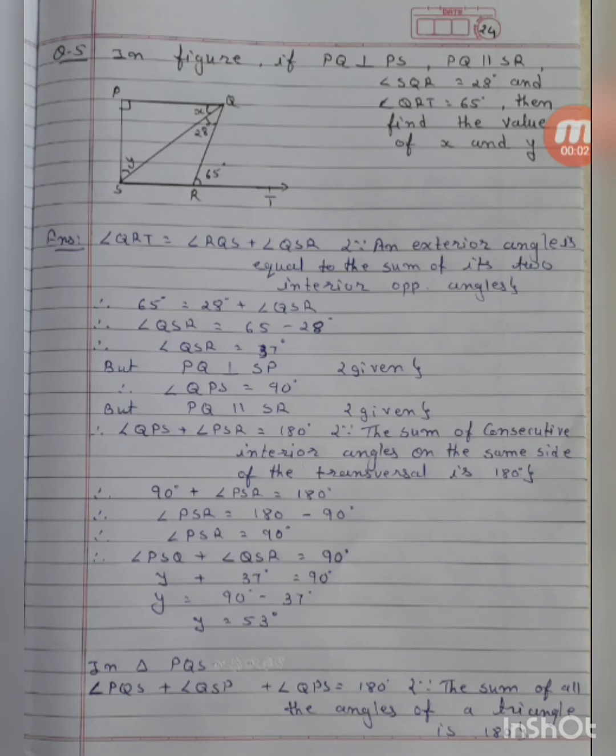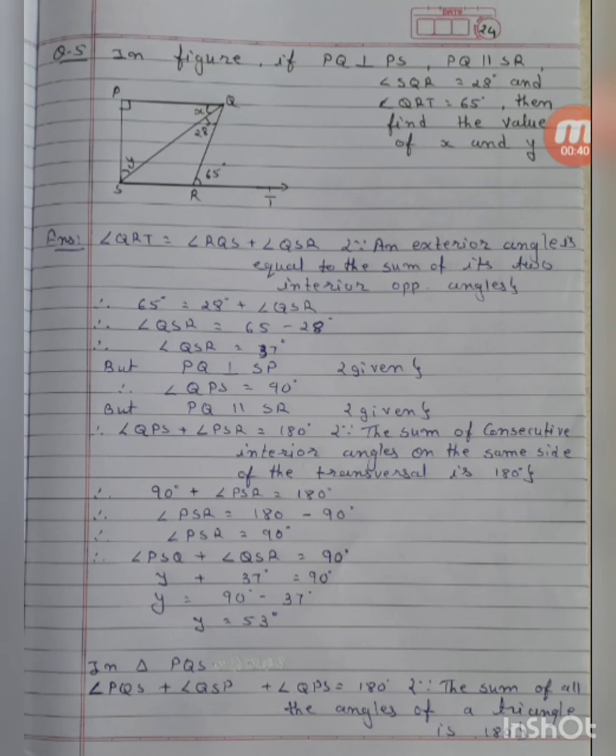In question number 5, in the figure, if PQ is perpendicular to PS, PQ is parallel to SR, angle SQR is equal to 28 degrees and angle QRT is equal to 65 degrees, then find the values of x and y. Here they give you PQ perpendicular to PS. The meaning of this is angle SPQ is equal to 90 degrees, and PQ is parallel to SR. Now we start the answer.